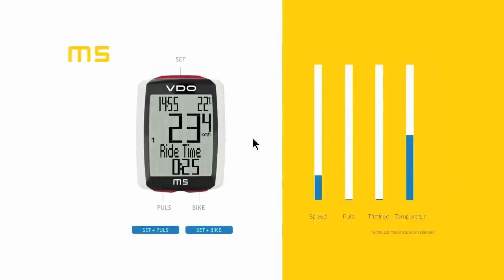All M-Series models have large, easy-to-read displays. This video explains what exactly appears where on the displays. On the M5, the time and temperature are shown on the top line of the display.